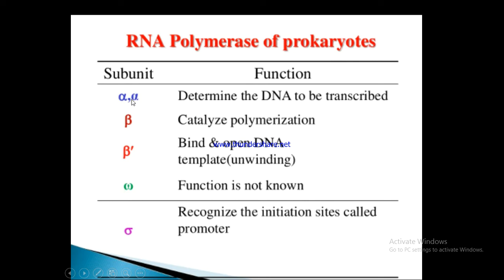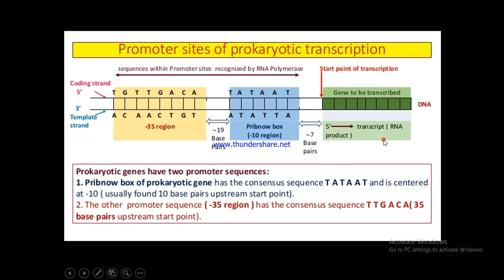So there are different subunits having different functions. Like you can see here, the alpha units determine which DNA is transcribed, and the beta one catalyzes the polymerization. It means the beta subunit is the main subunit which elongates the chain. Then the other subunit, beta dash, unwinds the DNA, and for omega there is no known function. Okay, so you have to memorize this. The important ones are the sigma factor and the beta one, because the sigma factor recognizes the promoter region, whereas the beta catalyzes the polymerization. So these are two important things.